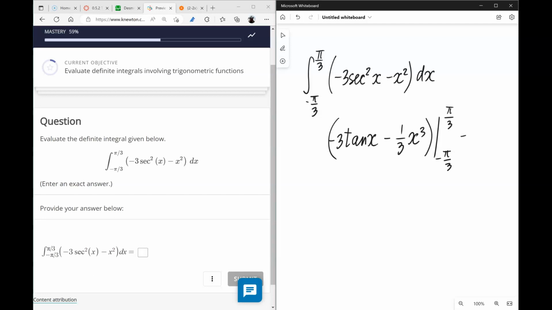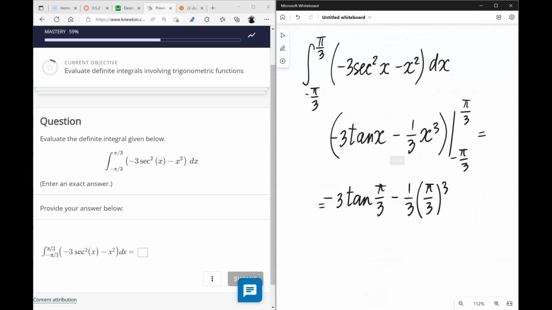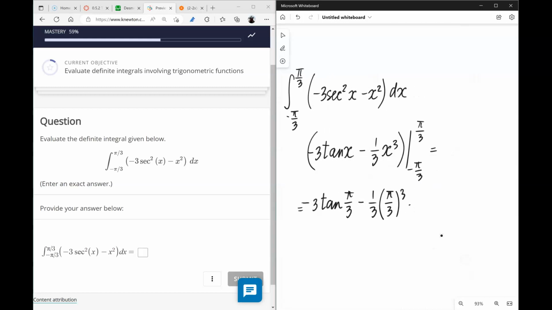I was just going to use the fact that this function is even, but it doesn't matter. Still have to compute it. So negative 3 tangent of pi over 3 minus 1/3 pi over 3 cubed. That's on one hand. And on the other hand, we subtract the same, but evaluate it at negative pi over 3.